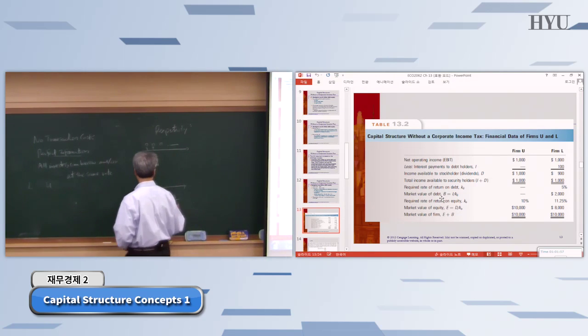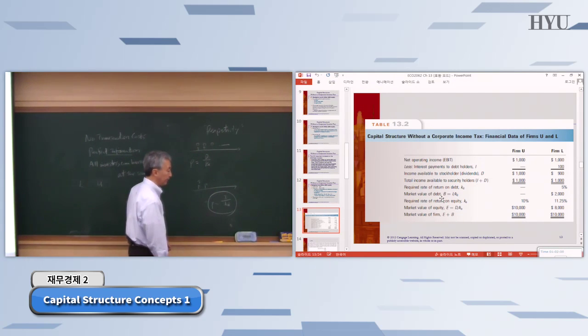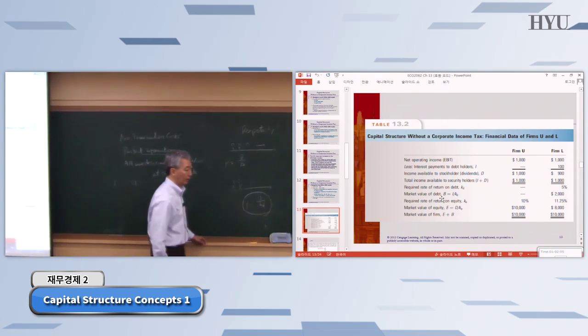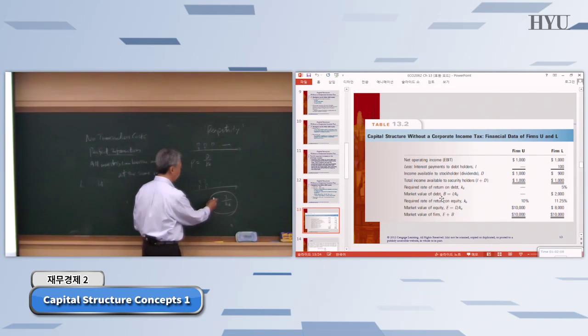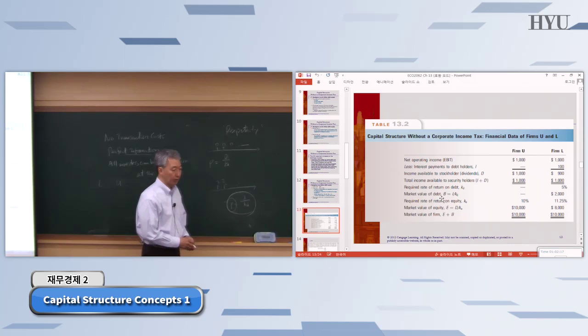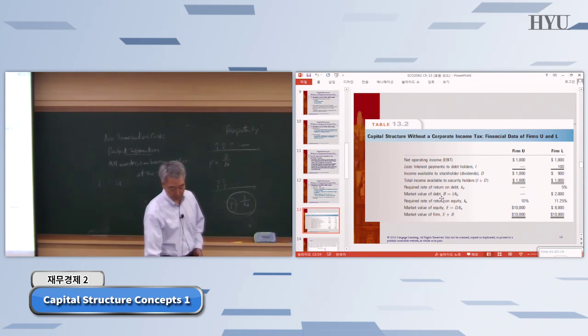Using this idea, if you receive a certain amount every period forever, the total value of that instrument is the interest payment divided by the interest rate or discount rate, right? So here the cost of debt is 5%, 0.05. If you divide 100 by 0.05, you get 2,000. That's the value of debt for that company. Of course, for company U, there is no debt.